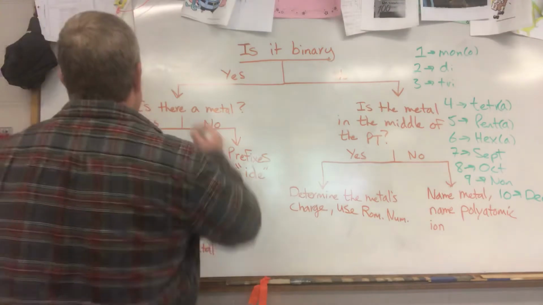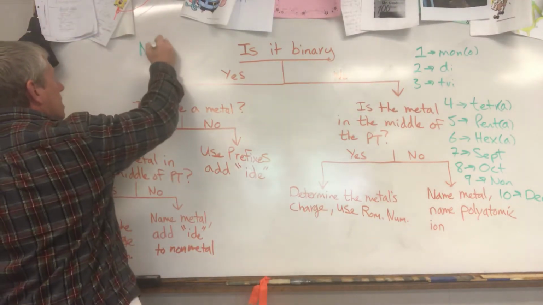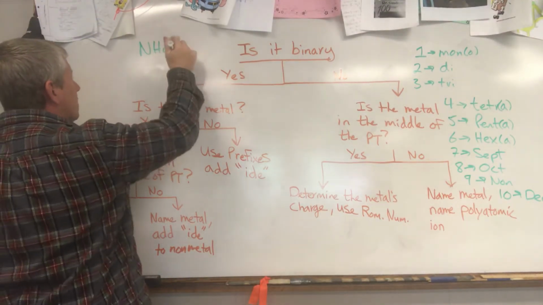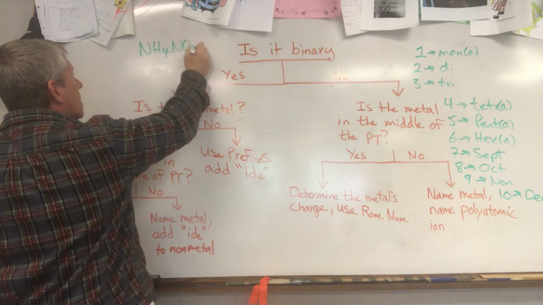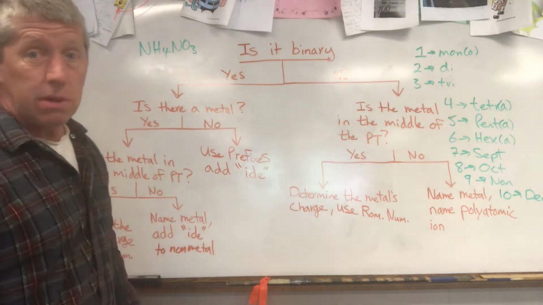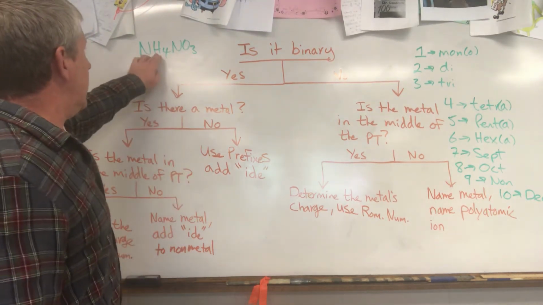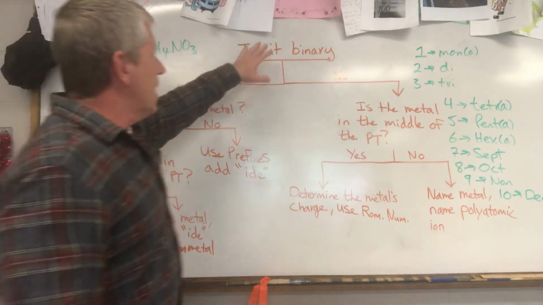NH4NO3. And I said Na. NH4NO3. Is that binary? Not even close. I mean, you got nitrogen, you got hydrogen, you got oxygen. No, not binary. So no.